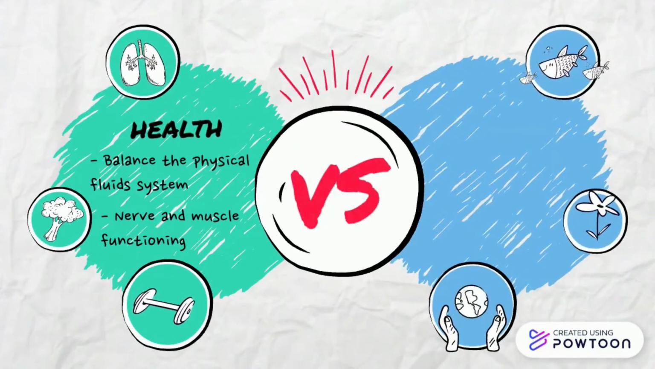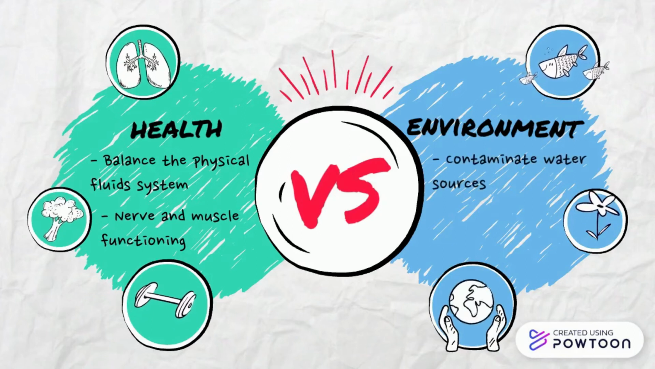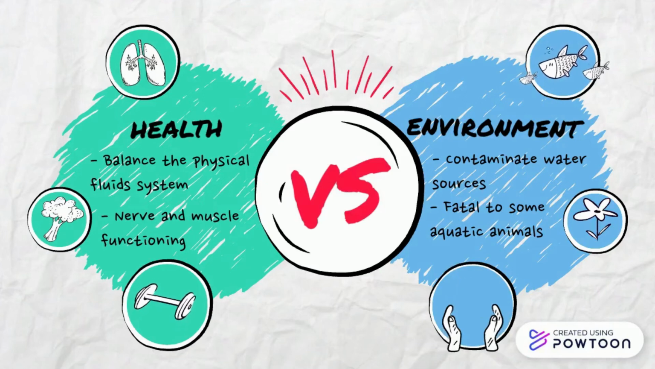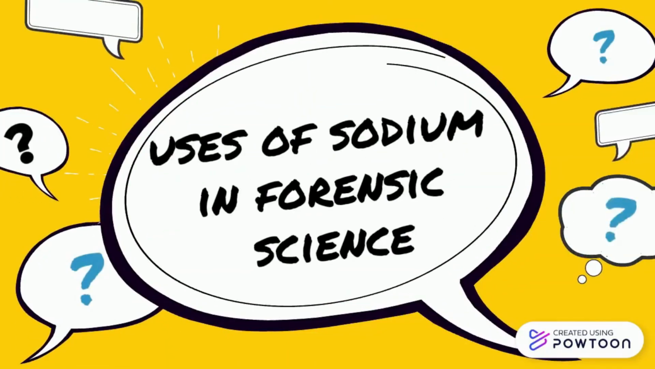As for the environmental factor of sodium, once it is in liquid state, sodium hydroxide leaches rapidly into the soil, possibly contaminating water sources. Other than that, sodium compounds, such as sodium chloride, can be fatal to some aquatic animals at high concentrations. Now let's look into the uses of sodium in forensic science.